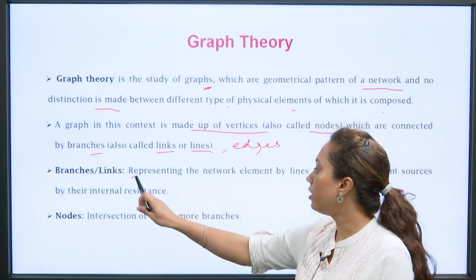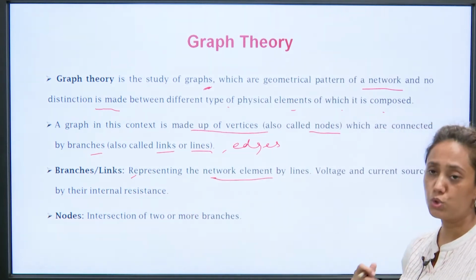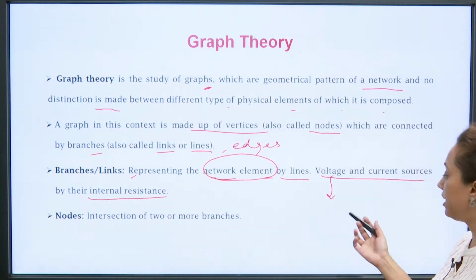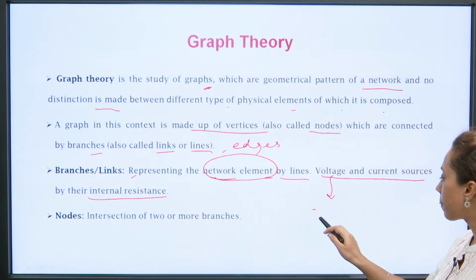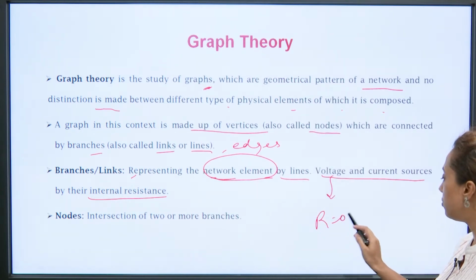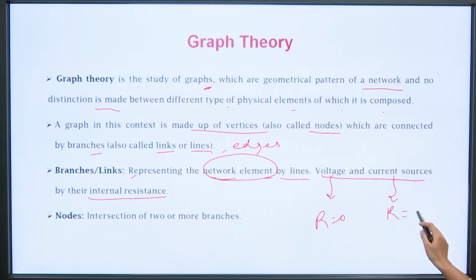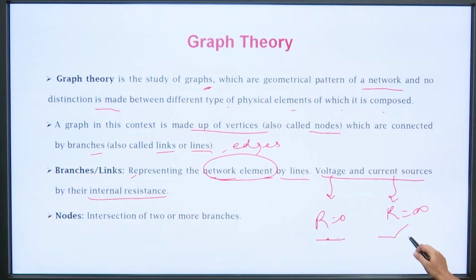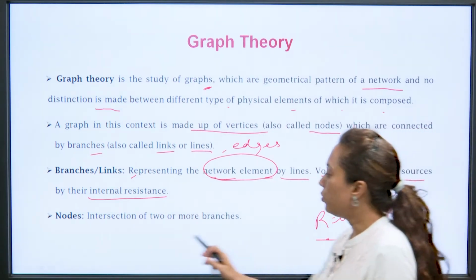A branch represents a network element, which could be a voltage source, current source, resistance, inductance, capacitance, or any network element, and it is represented by a line. This is called a branch, link or edge, while the voltage and current sources are represented by their internal resistances. As we have already seen, an ideal voltage source has an internal resistance of 0, while the current source internal resistance is infinite. So for the voltage source we will short circuit it, and for the current source we will open circuit it.